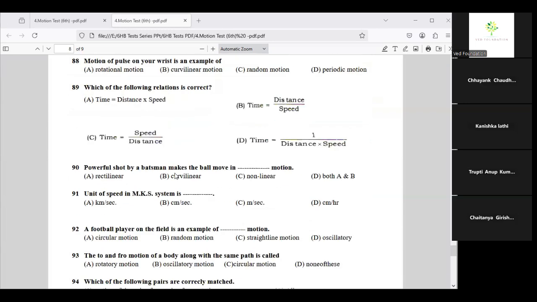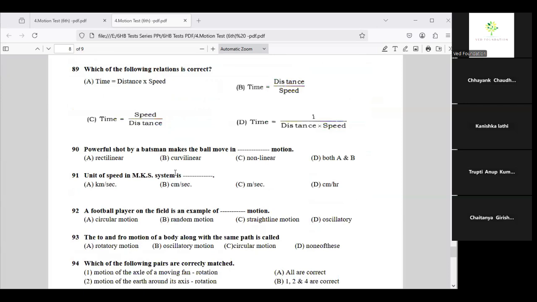90. A powerful shot by a batsman makes the ball move in dash dash motion. Rectilinear, curvilinear, non-linear, and B, both A and B. The powerful shot by a batsman makes the ball move in rectilinear motion. Sometimes it can be rectilinear, sometimes it can be curvilinear also. So both A and B.